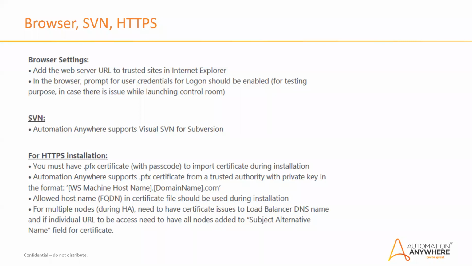I'm not going to go through the next two parts. I think they're pretty self-explanatory. If you're looking for high availability, you've got to make sure that the certificate is issued to the load balancer DNS name, and the individual URLs that you need to be accessing all have nodes added to the subject alternative name field for the certificate. I think everyone who's done similar setups before is pretty much familiar with those. I think it's pretty straightforward.